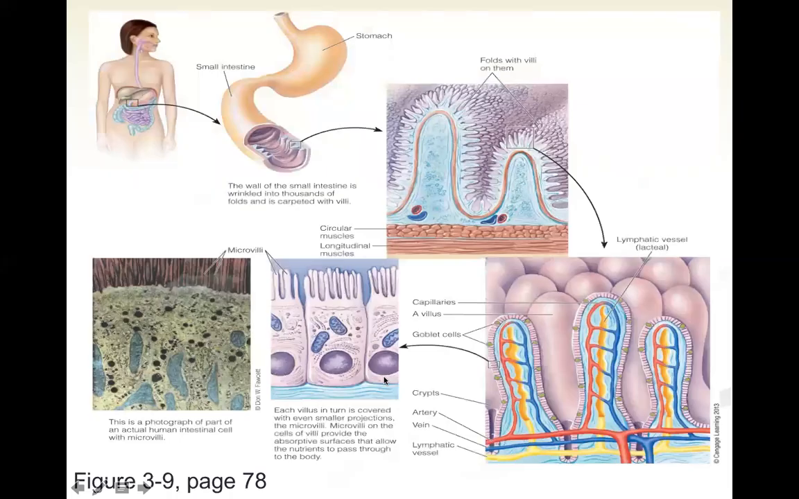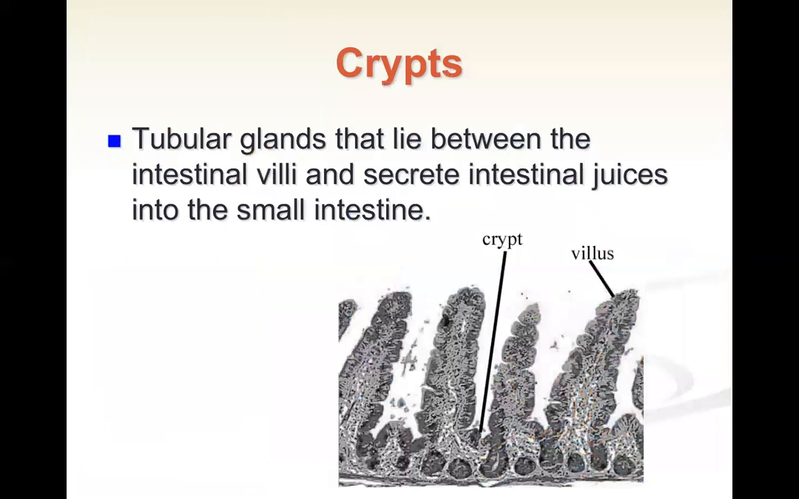These are some pictures of the villi and microvilli. So within the small intestine, you have these folds, and on each of these folds is a villus. And then on each of these villi are tiny little microvilli. And it's through these microvilli that nutrients can be absorbed, and they can be absorbed either into the bloodstream or into the lymphatic vessels. Between the villi of the intestine, there are something called crypts, and crypts are spaces where intestinal juices can be secreted.